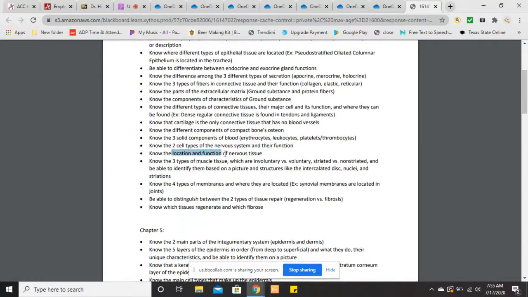Again, just rewording that first bullet point for all your tissues. Make sure you could locate them. Tell me their function, what's special about them. All right. And then to finish off this chapter, there's some more things.